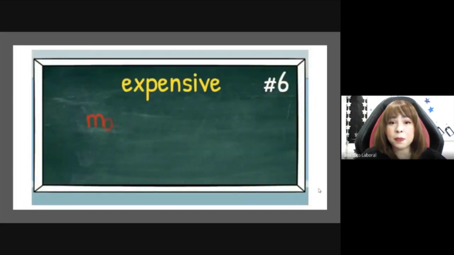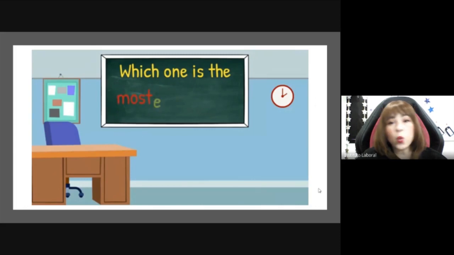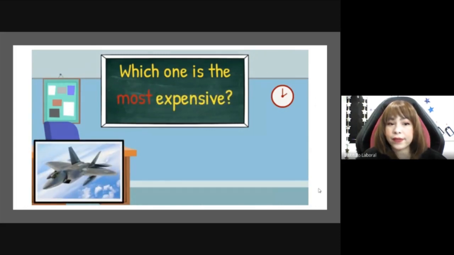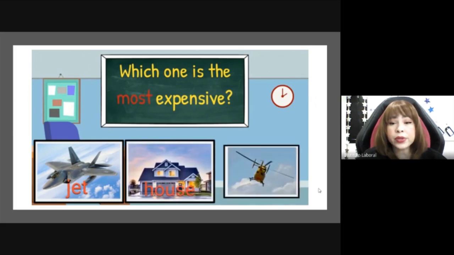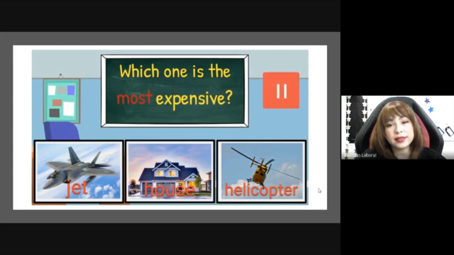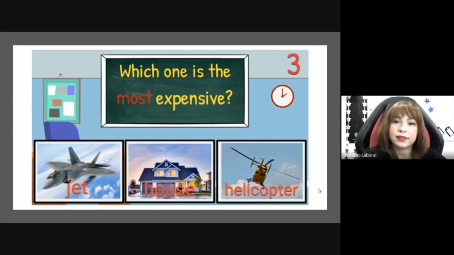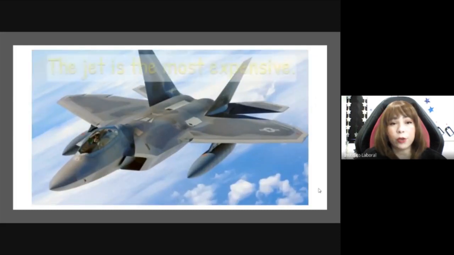Number 6, expensive. More expensive, the most expensive. Which one is the most expensive? A jet, a house, or a helicopter? Correct. The jet is the most expensive.